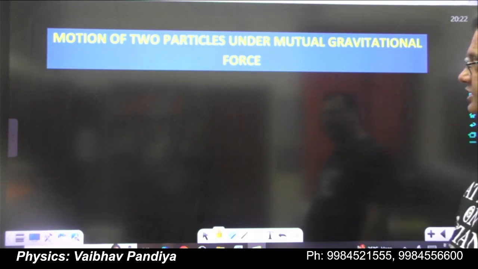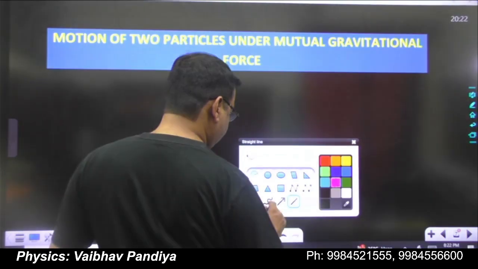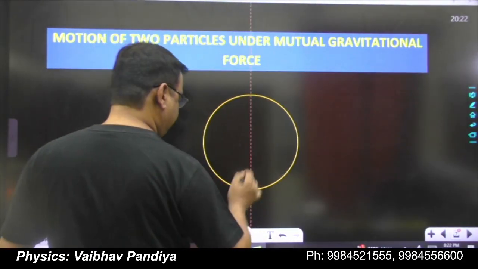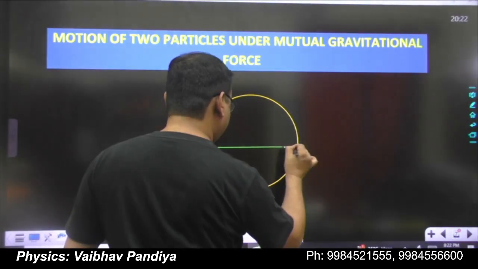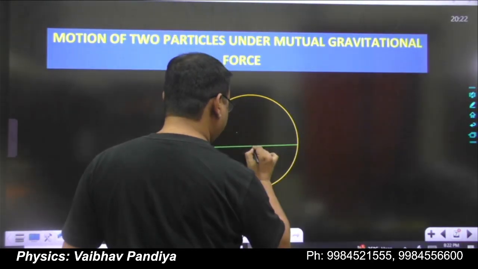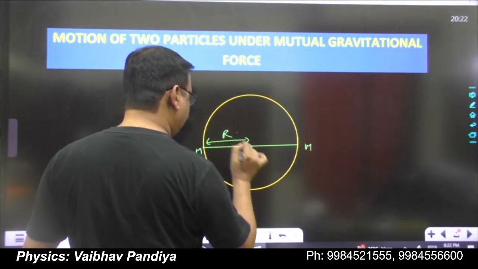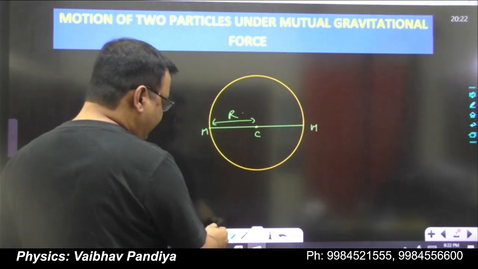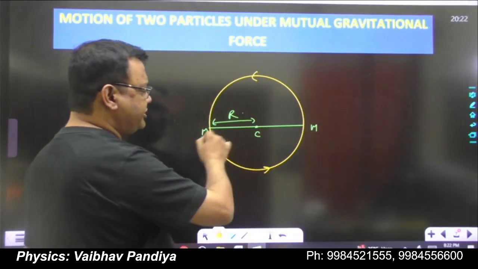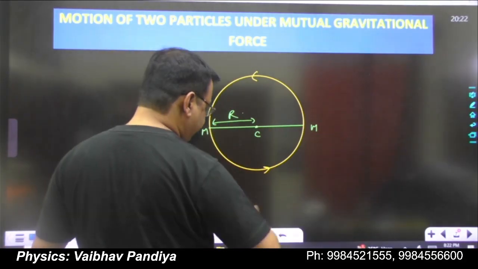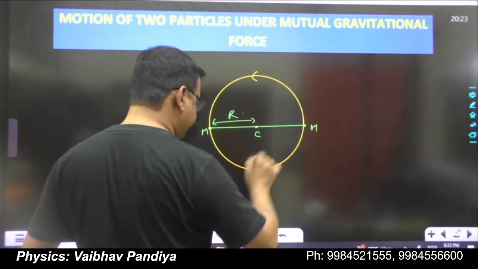So we'll see the first illustration, motion of two particles under mutual gravitational force. Suppose we have two identical particles moving in a circular path. Say this is the center C, this is M and this is M, and this is radius R. The two identical particles, when moving in a circular path under mutual gravitational force, would be located diametrically opposite. Their position will continuously be changing, but always they will be located at the ends of the diameter.